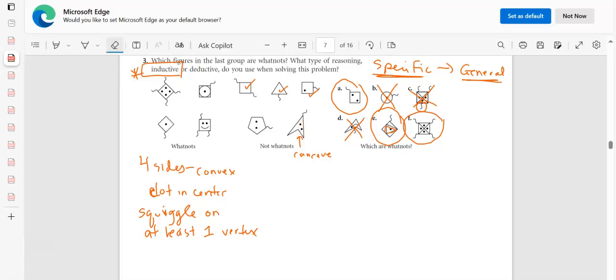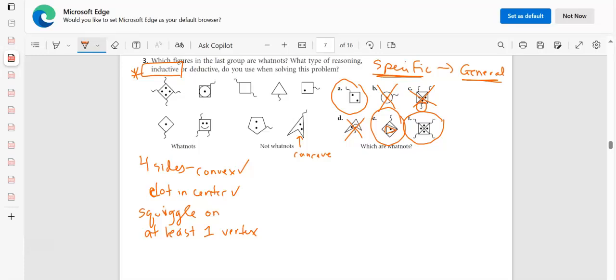Now, let's take a peek and see what is not a whatnot and make sure what I wrote here is accurate for what a whatnot is. This is not a whatnot. If I notice, it doesn't have any dots. So it does fulfill the last 2 parts, but it doesn't have a dot. So that's a good part of my definition of what a whatnot is. Here, it doesn't have 4 sides, and it doesn't have a squiggle on a vertex. So that reinforces this part.